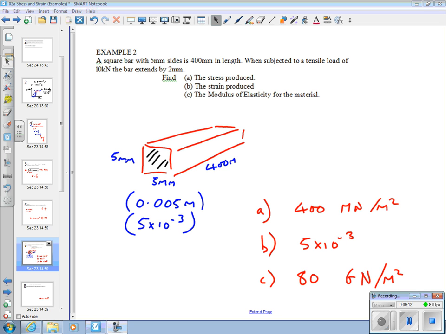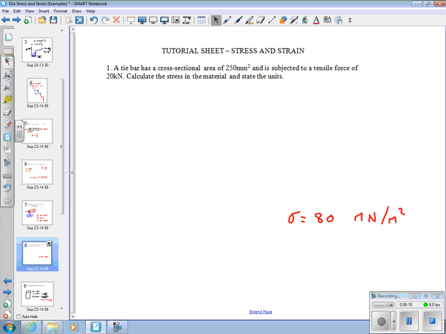So I'll just quickly run through the others and give you the answers. You can jot down the answers as we go through the book, and then you can check them off. So the next one, these are the tutorial questions now. Very like the examples, so you can take time to have a look at these in turn. That's the answer to number 1. The stress turns out to be 80 meganewtons per square metre, according to me.